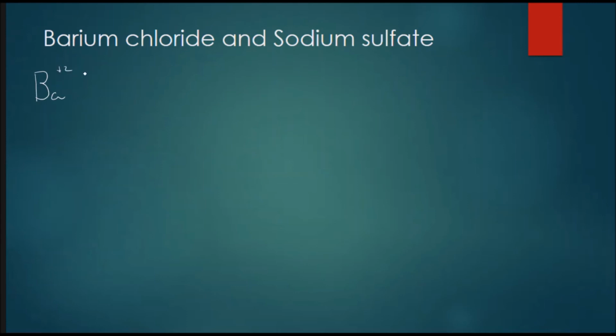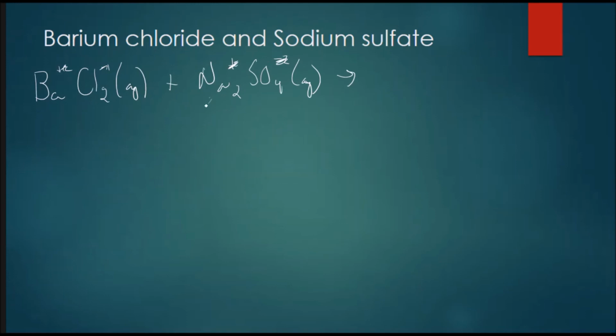So, here we go. Barium is +2, chlorine is -1, so you'll need 2 of them. And they were a clear solution. Sodium +1, sulfate is -2, so you'll need 2 of these. And they were a clear solution. What was the solid? Well, it can't be that. Cannot be that. Okay, so your only choice is barium +2, sulfate -2. Okay, it's done. That white chalky solid is barium sulfate.